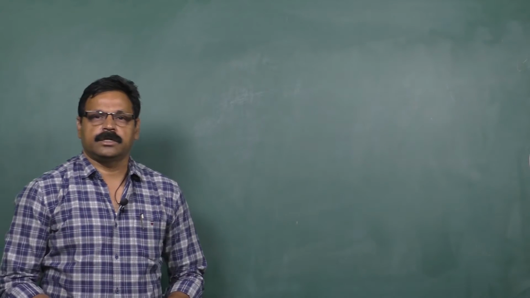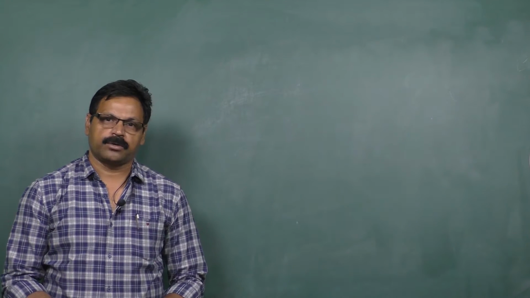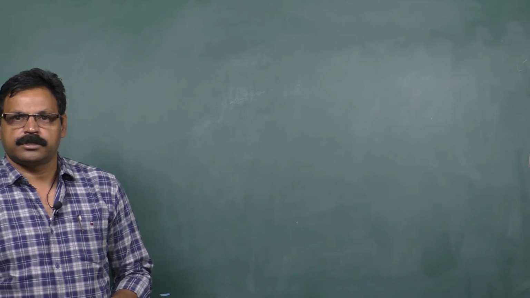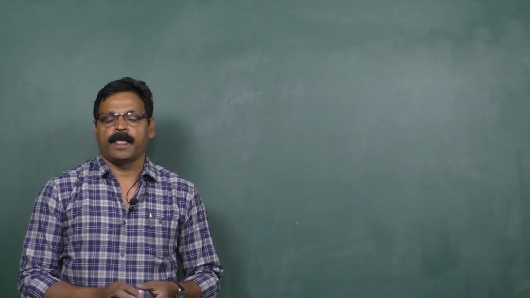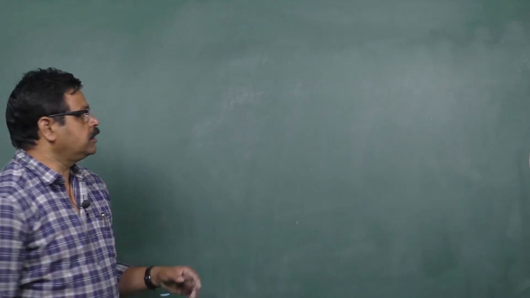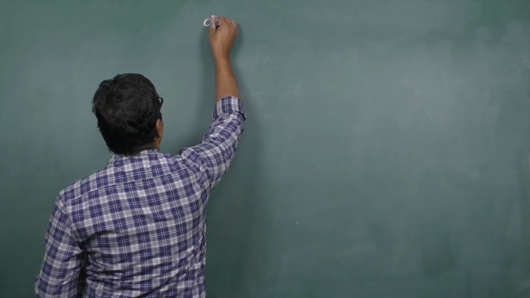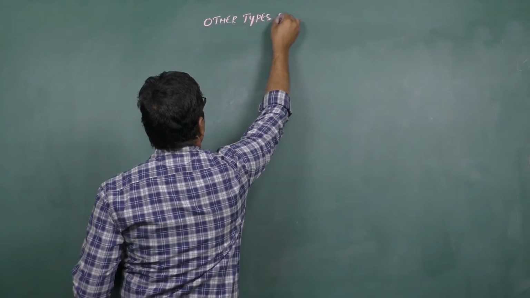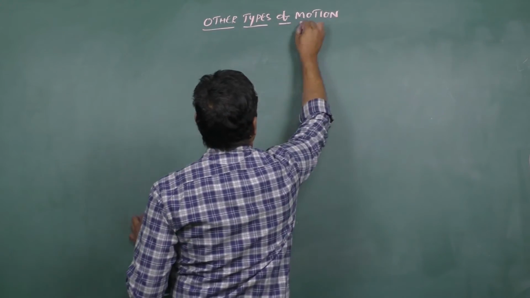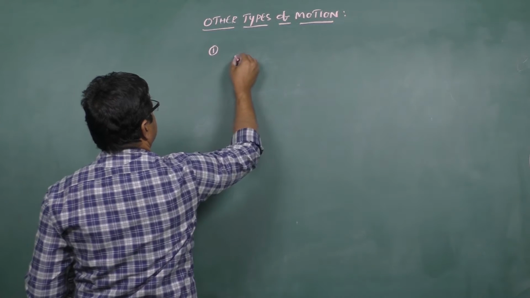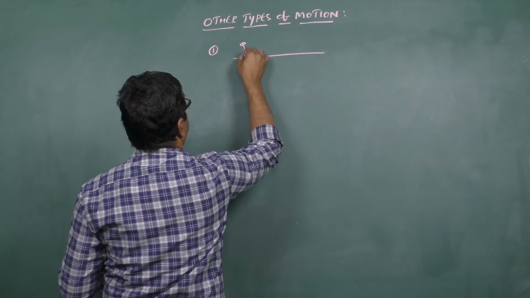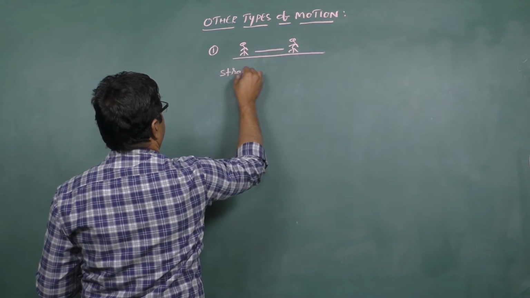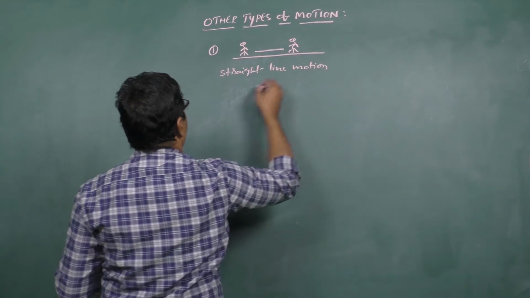Now we are going to look at the other types of motion we come across in our day-to-day life. We have already seen something about linear motion, which is translatory. But other than linear motion, you can also come across other types of motions. The first is straight line motion: whenever a body moves along a straight line, it is called motion along a straight line.